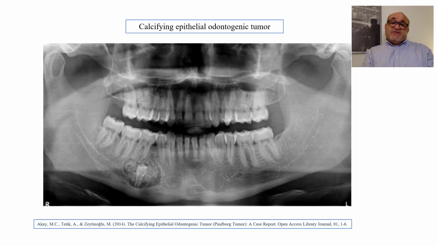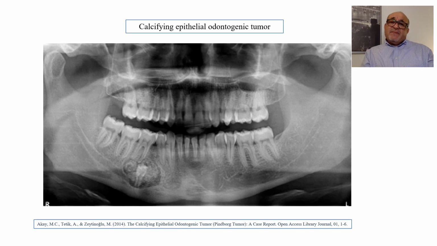The other lesion, which is seen more in the posterior part of the mandible, and you can see it also in the third molar area, affects females more than males, and the age group is between the 40s and 50s. This is the calcifying epithelial odontogenic tumor. This is another mixed tumor in which there is calcification. Basically it will start as a radiolucent margin, and then it starts laying down calcific material inside, which would give the final appearance as a mixed radiolucent radiopaque pattern.